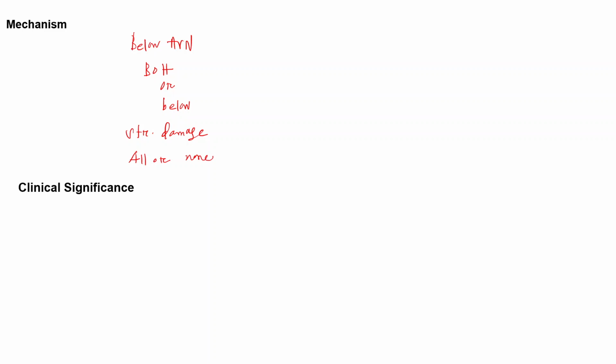Now, if there is a block at the bundle of His, you will get a narrow QRS complex. If you are having a block below the bundle of His, you will get a wide QRS complex.